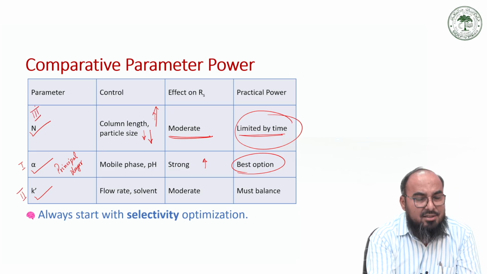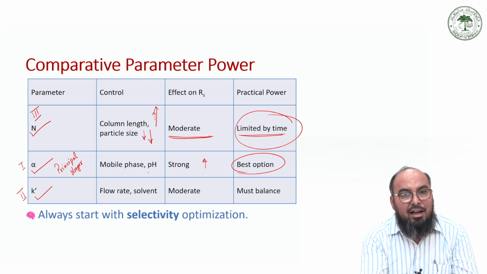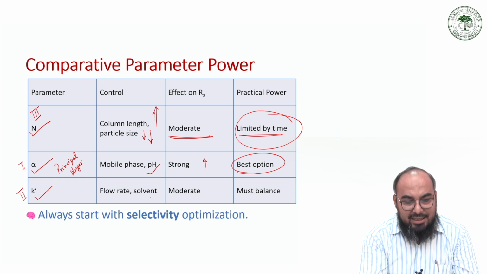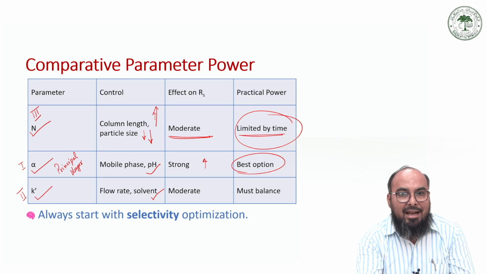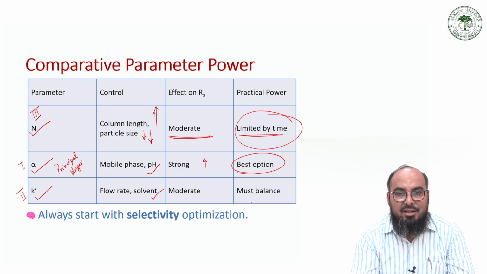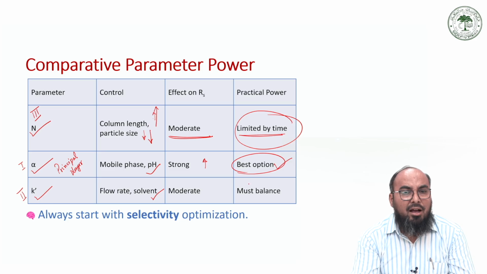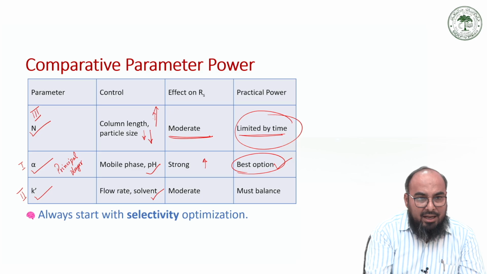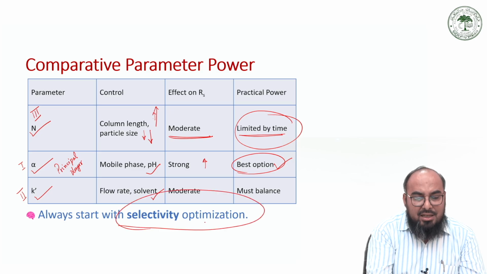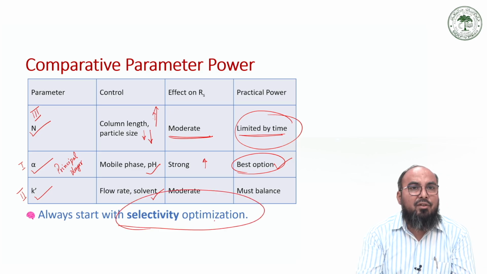So the priority is the alpha, the second priority is the retention factor, and the third priority is of course the n. So you have to have balance here, and the best option is again the mobile phase, or the alpha. Okay, so this is how these things come into play, and the best thing is to do the selectivity optimization in the first place.